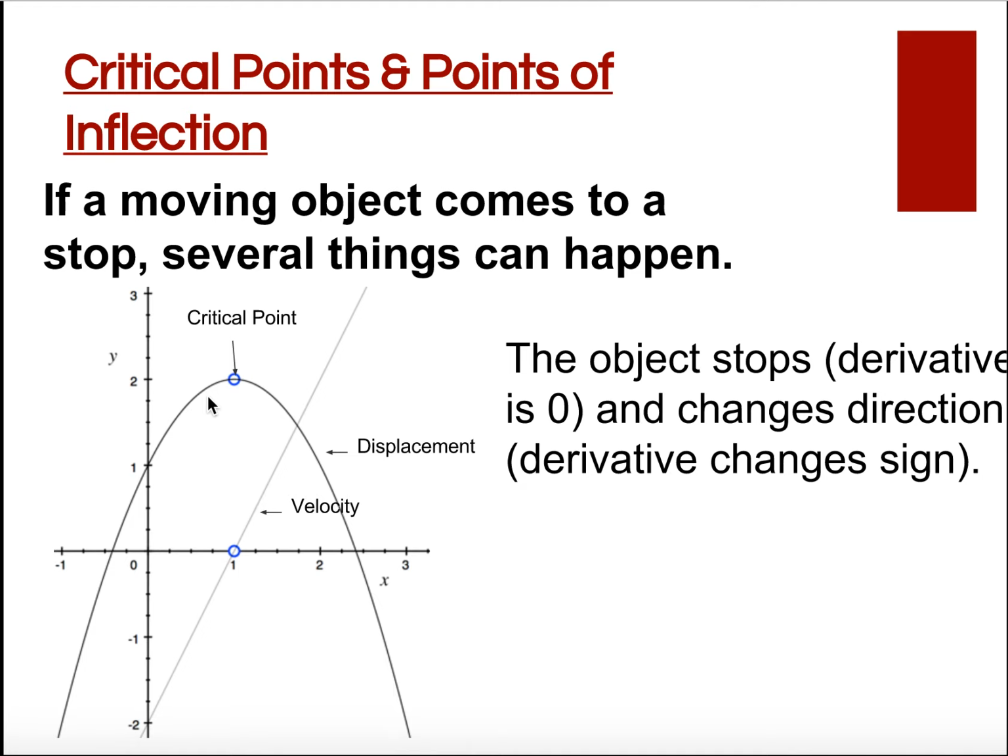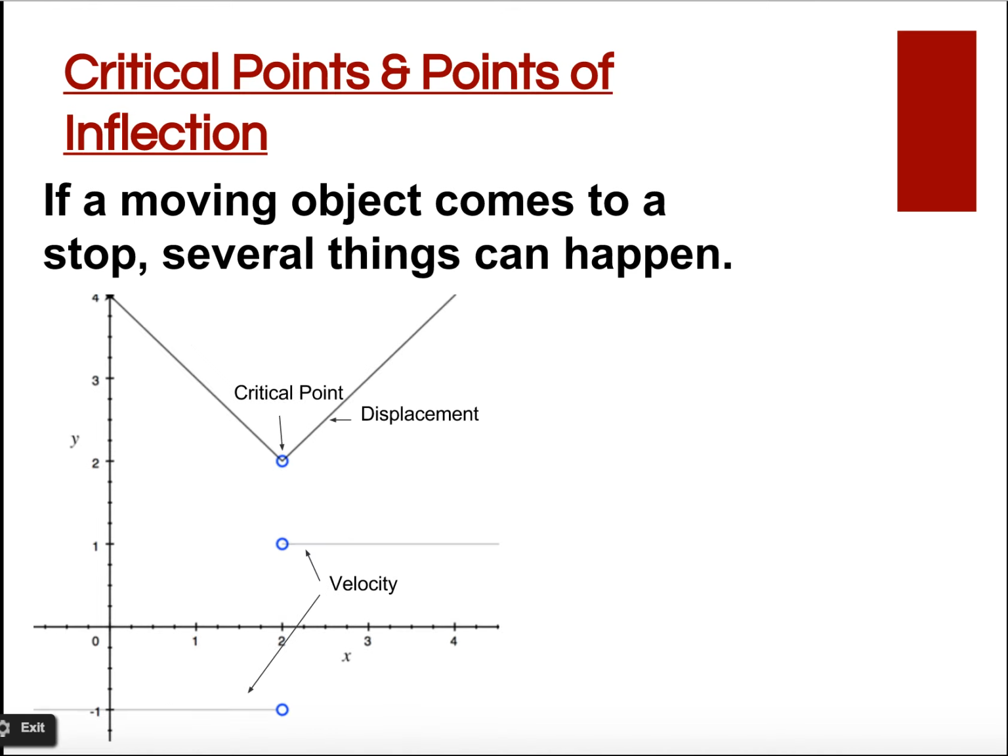I just realized the derivative graph is incorrect. But we have positive slope, so the velocity should be positive, and then it's negative. So this line is backwards. Awesome.